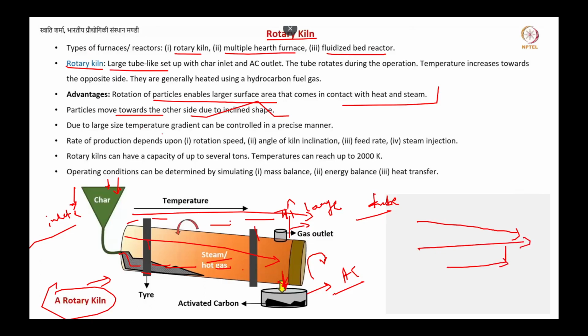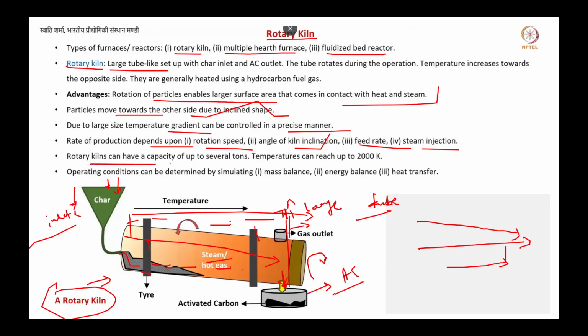Due to the large temperature gradient, where the temperature is low here and very high there, it can be controlled in a precise manner. The rate of production depends on the rotation speed you maintain, the angle of kiln inclination, the feed rate, meaning how much char you are putting in, and the steam injection. Steam will be there here also, and it will contribute to the increase of your temperature.